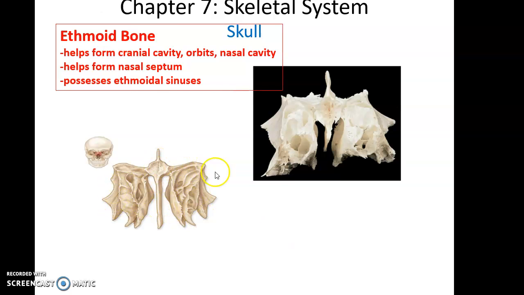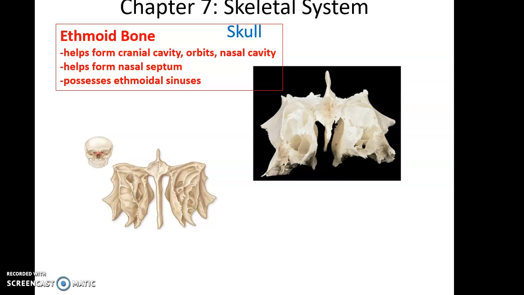All right, here is the ethmoid bone. Ethmoid bone is a blockier bone. You can see it has two large areas and then a plate in the middle. The ethmoid bone is very deep. You cannot find it on the surface of the skull.